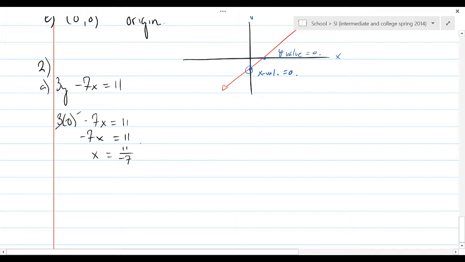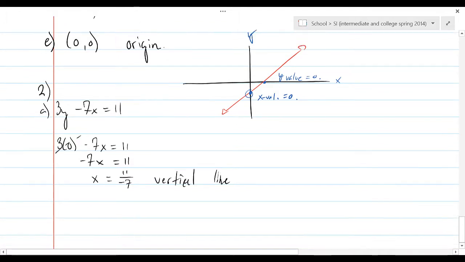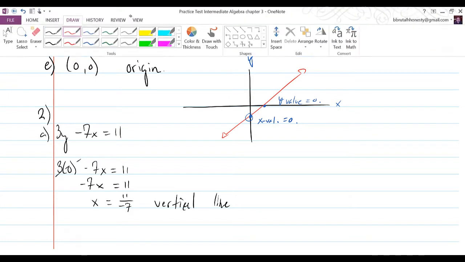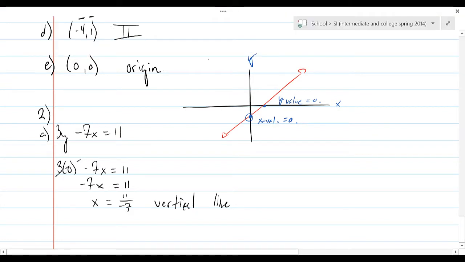Alright. Unfortunately, this is a vertical line. And an intercept, if you look, is just a point. So if we were to graph negative 11 over 7, we might get something a little bit like this. And that's not an intercept, that's a line. Actually, it should be a solid line.